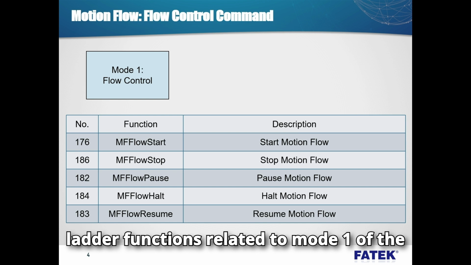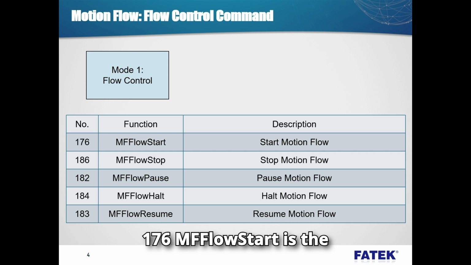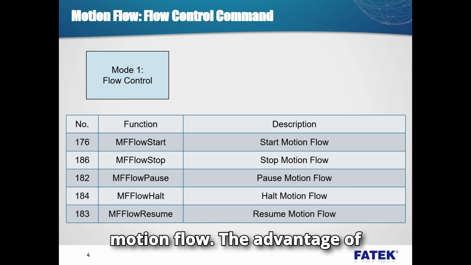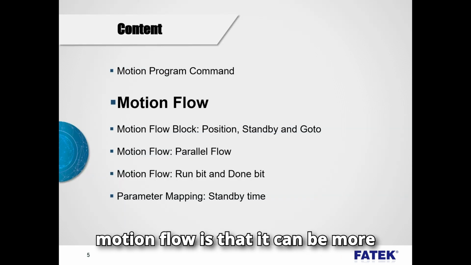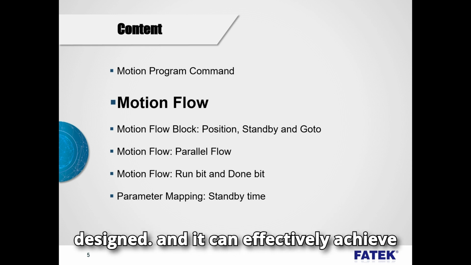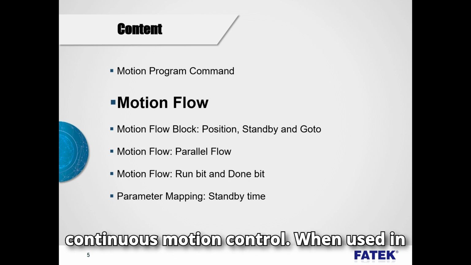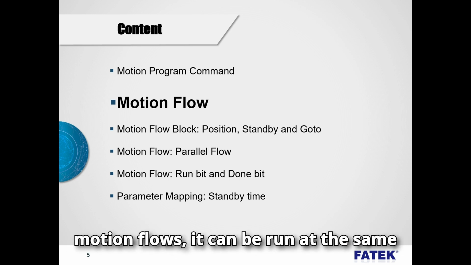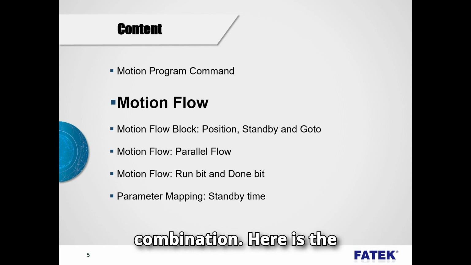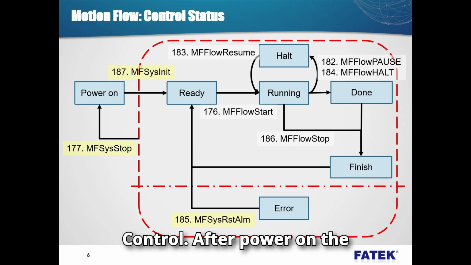Here are the ladder functions related to Mode 1 of the motion program. Function 176 MF flow start is the most important function for executing the motion flow. The advantage of motion flow is that it can be more completely displayed, monitored, and designed, and it can effectively achieve the designer's logic control and continuous motion control. When used in motion flows, it can be run at the same time as the ladder program and used in combination.